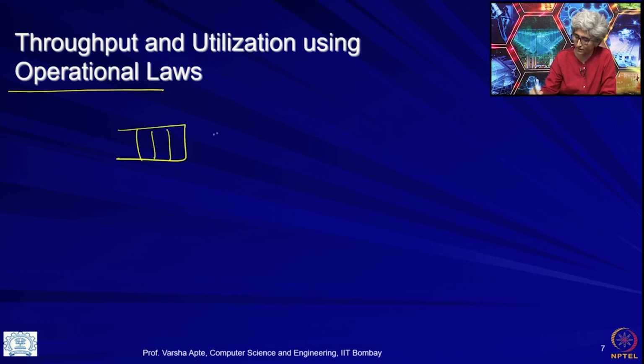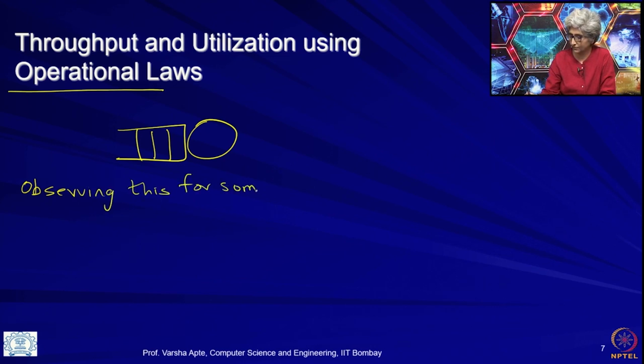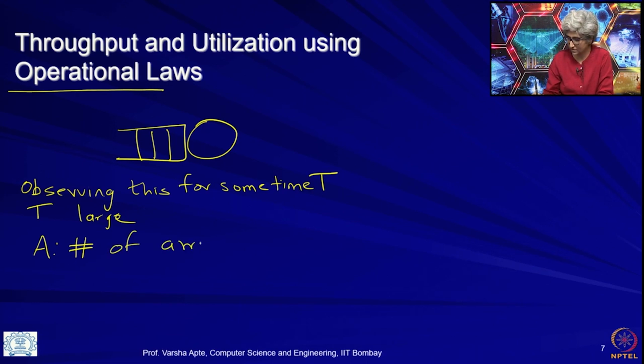So, let us start with our standard single server. This is infinite buffer, this is single server, and let us assume that we are observing this for some time t, and we assume that t is large. So, the boundary conditions have less effect. So, we observe this queue and what do we observe? We say that A is the number of, I will always use this hash as something that denotes a number, so number of arrivals in time t.